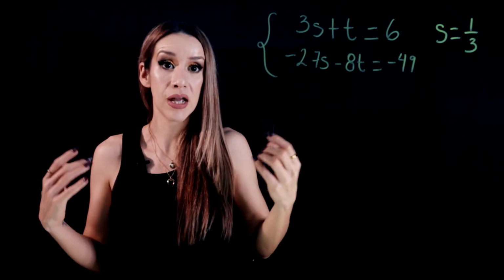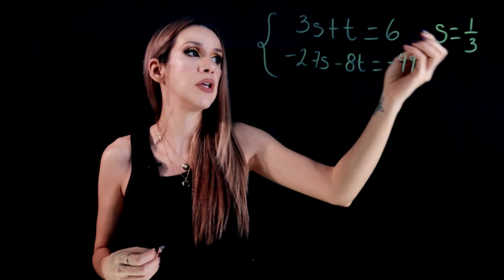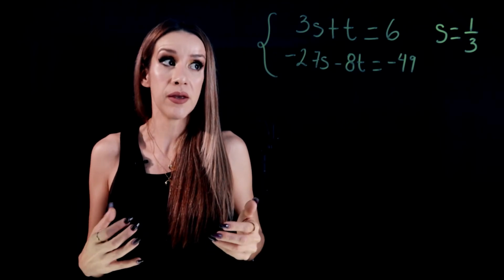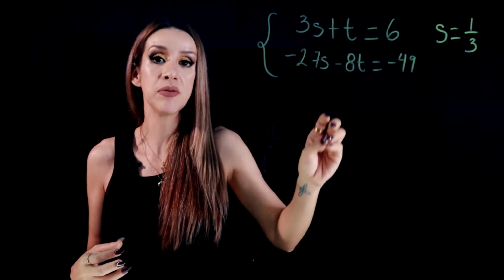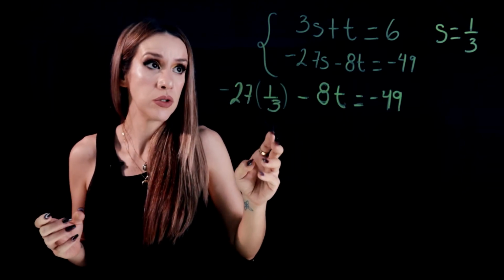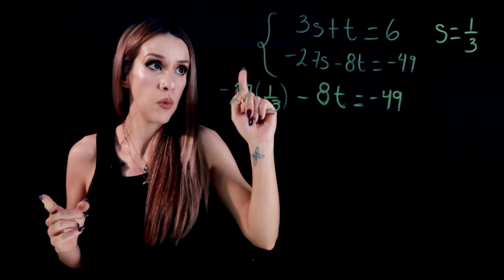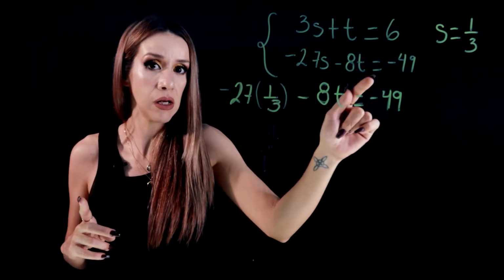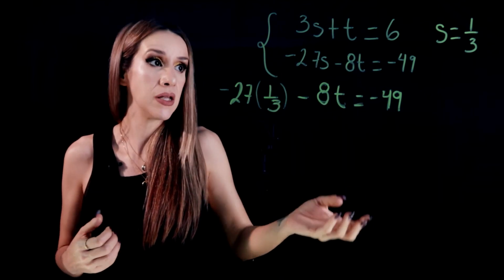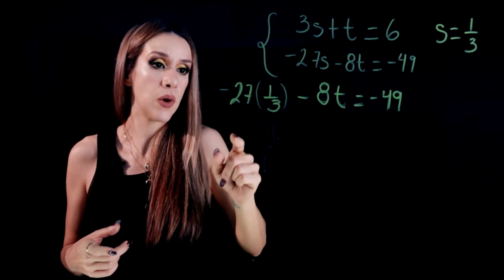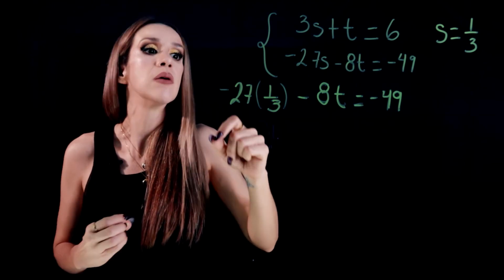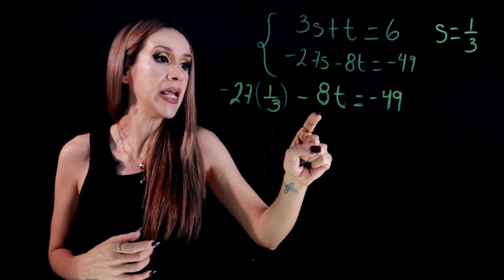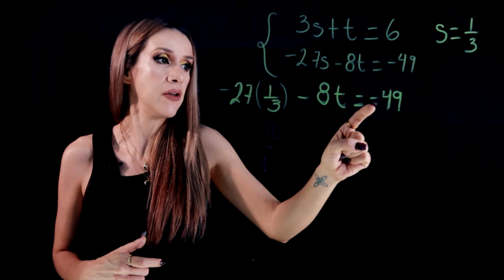Well, guys, now that we have s, we can substitute its value in any of these two equations. Either one of them is great because the value of the variables is the same in both. I chose the second one just because in the other part of the process I work with the first equation. And every time that I find an s in the second equation, I'm going to change it by its value, which is 1/3. That's why I have negative 27 multiplied by 1/3, which is the value of the s, minus 8t equals negative 49.